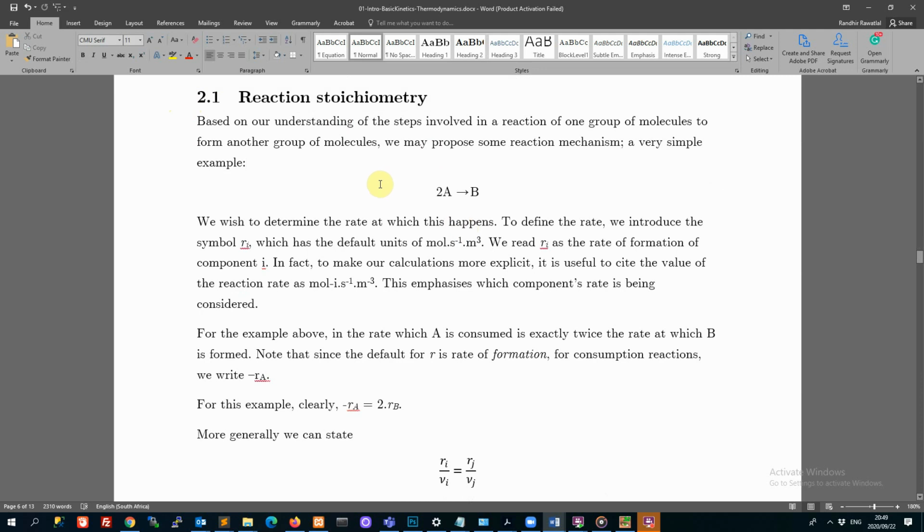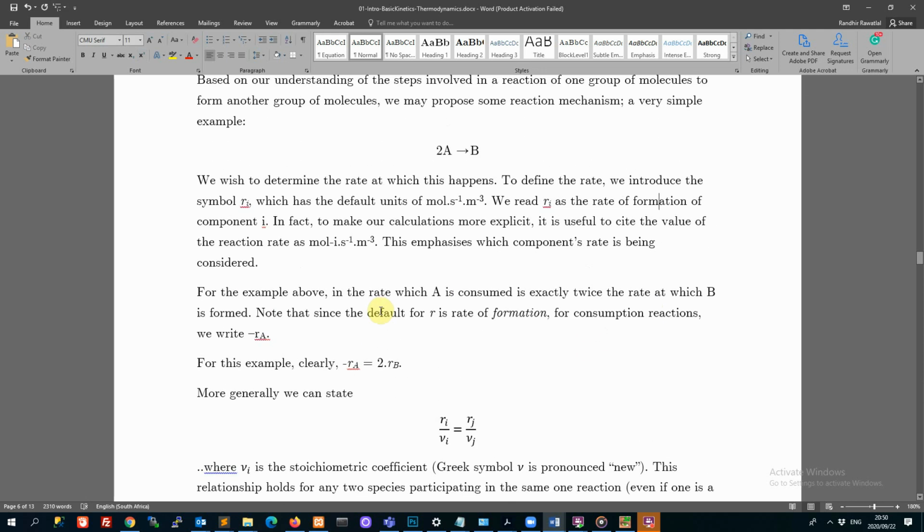So when we describe the reaction that occurs, we typically do that in the form of our reaction equation. So here, for example, two molecules of A combine and give us one molecule of B. So we want to know the rate at which this happens, and as we said before, we define the rate of formation of component I as Ri, and the default units are moles per second per cubic meter. This is per cubic meter up here. Okay, we said all this.